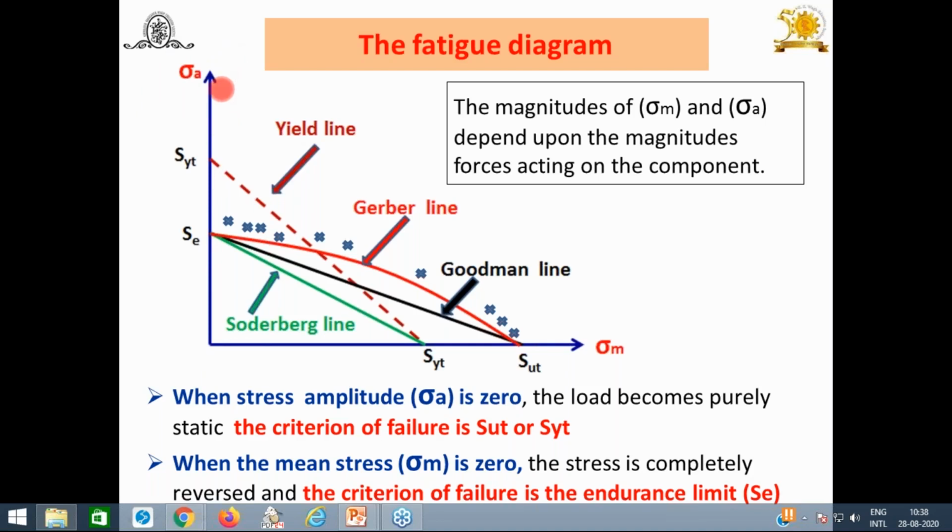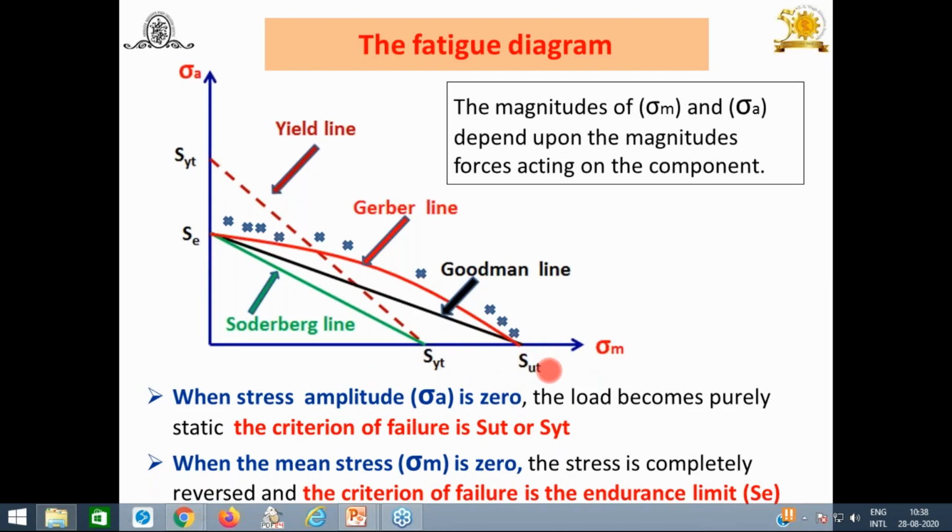That means amplitude stress is equal to 0. So what is happening? Look at this. Magnitude of sigma A 0 means y-axis. You don't consider the y-axis. Only you have to consider the x-axis. That means the point which is coming on the x-axis. Simple logic. So you have only 2 points. What are these points? SYT and SUT.